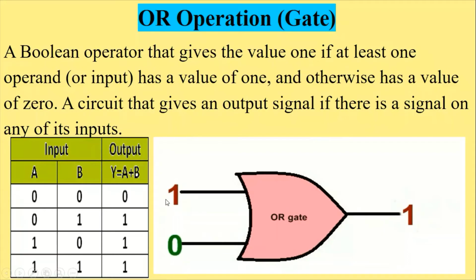As we can see, if one value is 0 and the other one is 1, we will have 1, because OR operation means plus sign, as we can see in this truth table. OR means plus in Boolean algebra. For example, if the value of A is 0 and the value of B is 0, we will have 0, because A plus B means 0 plus 0 is equal to 0.